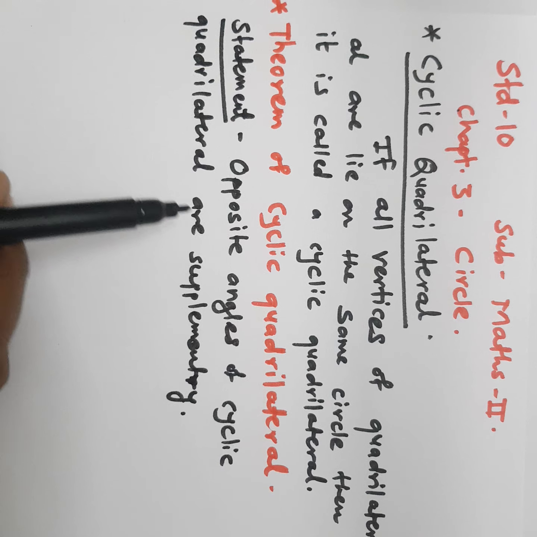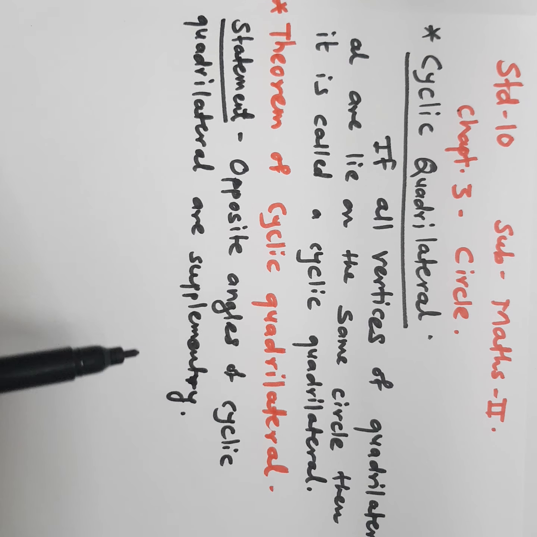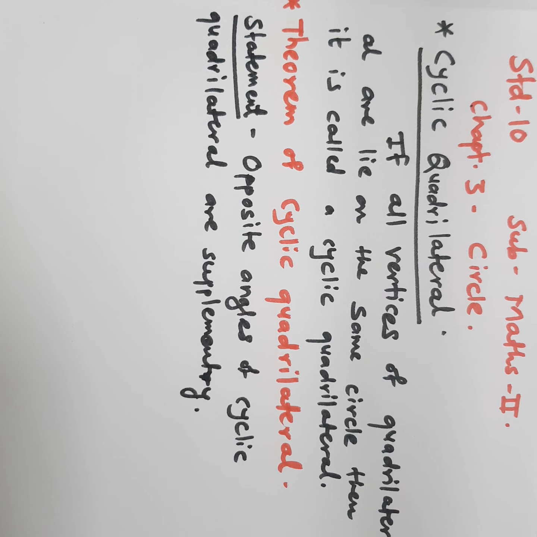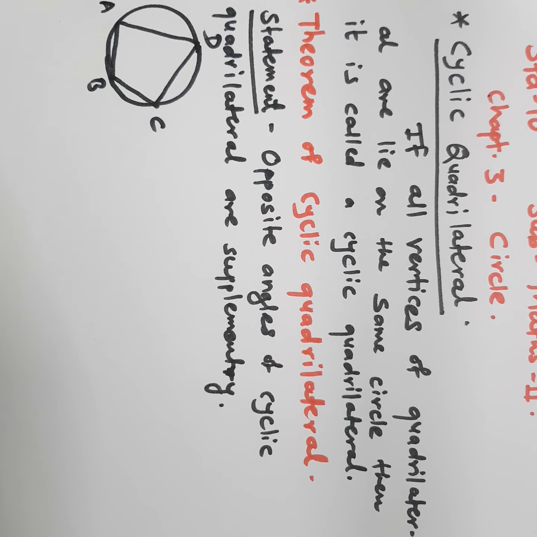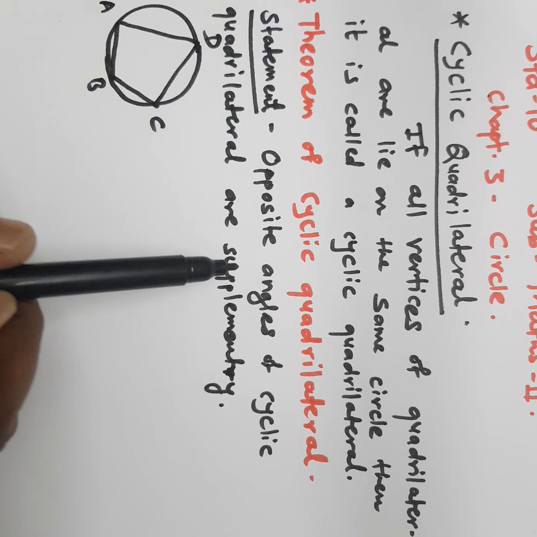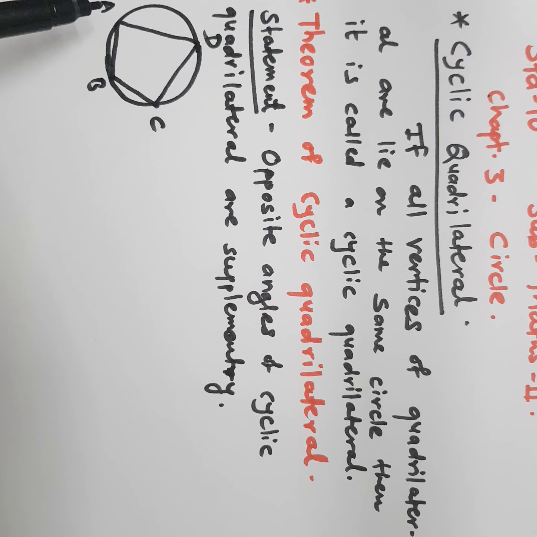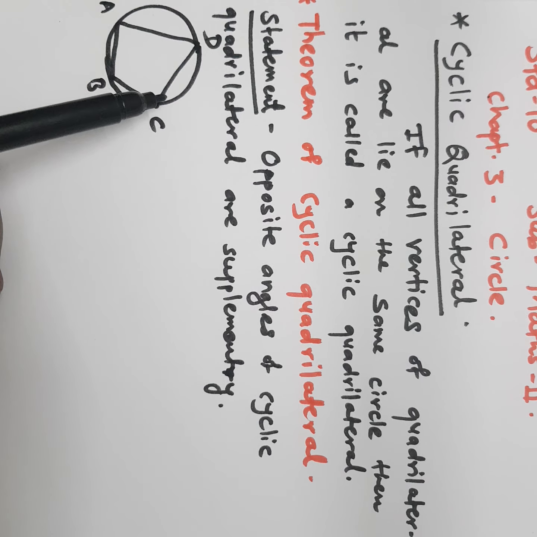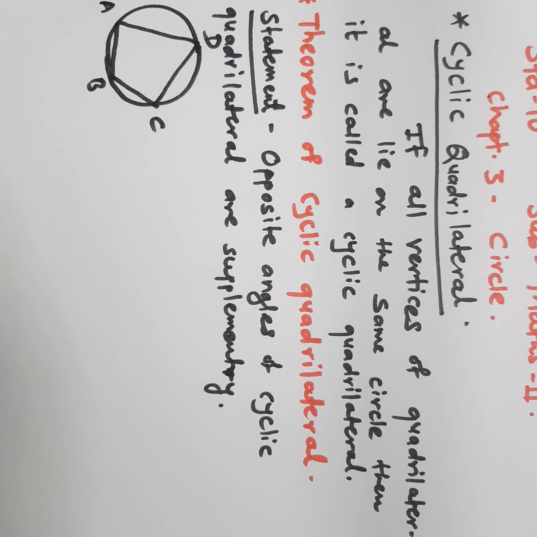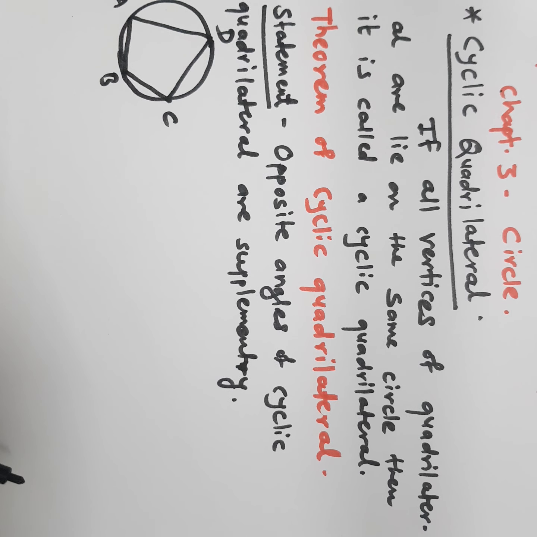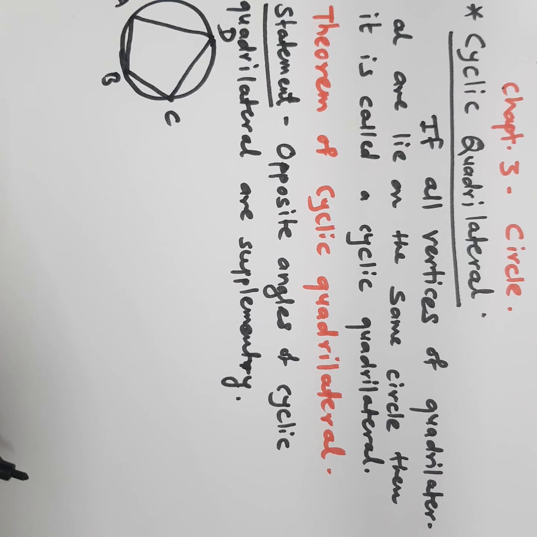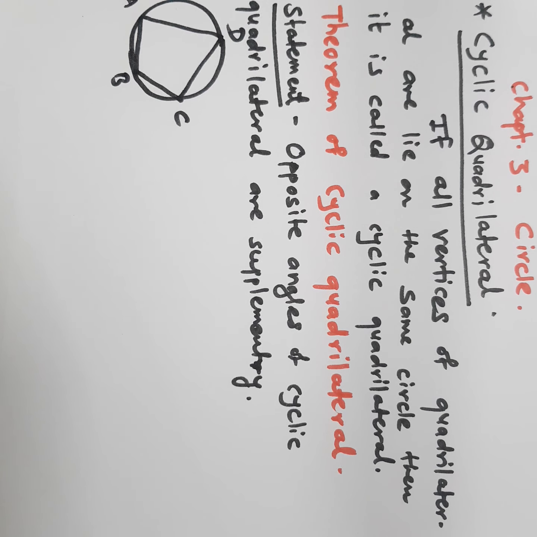The statement of the theorem is: opposite angles of a cyclic quadrilateral are supplementary. We will see the figure. Here, quadrilateral ABCD is a cyclic quadrilateral, and we have to prove that the opposite angles, there are two pairs of opposite angles, angle A and angle C is the first pair, angle B and angle D is the second pair, and we have to prove that the sum of opposite angles is equal to 180 degrees, that is, they are supplementary.